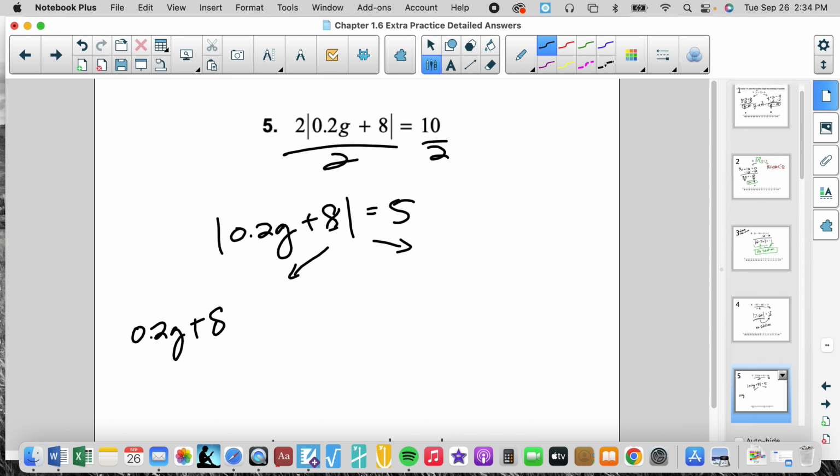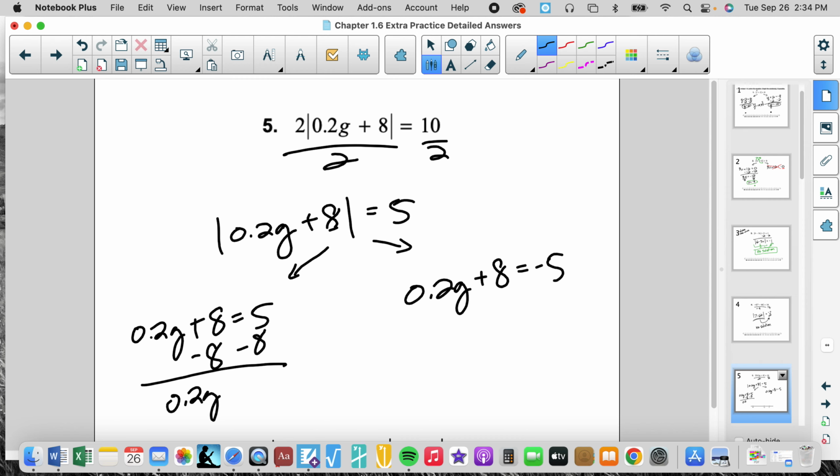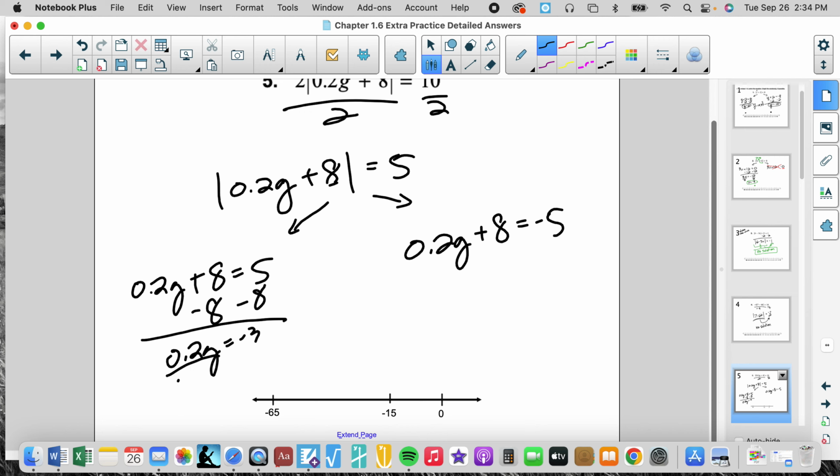0.2g plus 8 either equals 5 or 0.2g plus 8 equals negative 5. Let's solve for the variable. 0.2g equals negative 3. That can happen. Divide by 0.2, and we get g equals negative 15, I think?